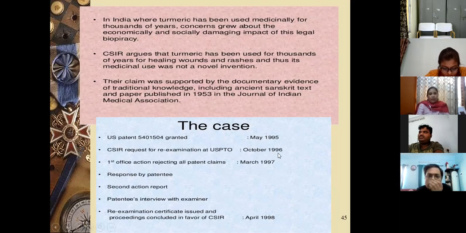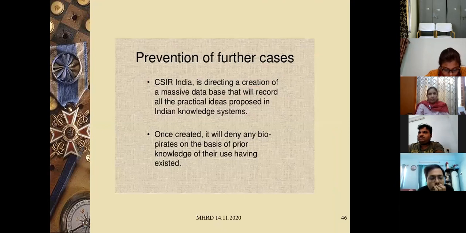So it took 3 long years for the withdrawal of the novel invention which they claimed has a healing property, whereas it was well known, and for centuries it has been used in India for wound healing and rashes and various other things. So this landmark case was filed by CSIR, and after that they have become more alert, and they are trying to prevent occurrence of such cases in future.